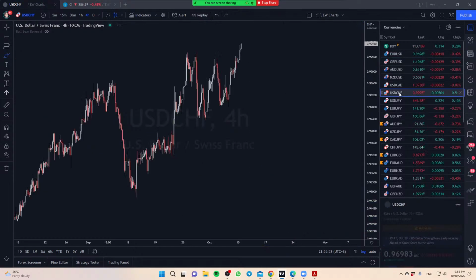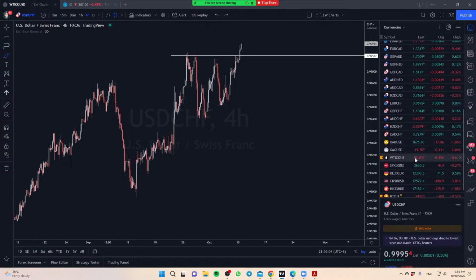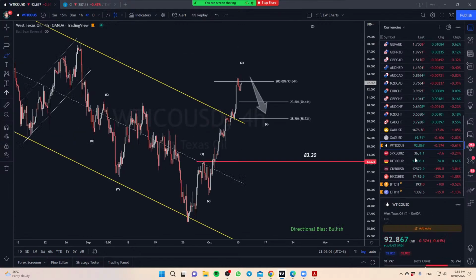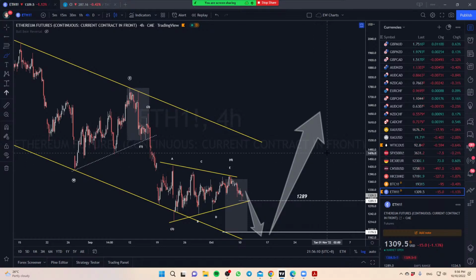And for those of you interested in dollar franc, same thing here. If you see a corrective pattern, you can look to trade it to the upside in confluence also with the CPI data. And those of you into commodities, look at crude oil. Those of you into crypto, look at Ethereum.